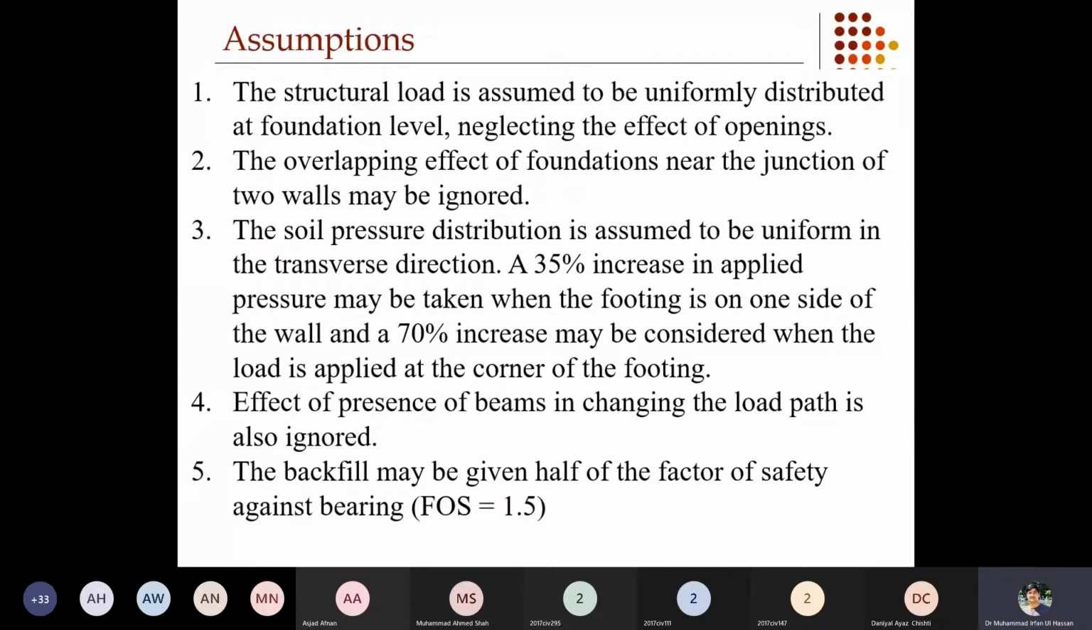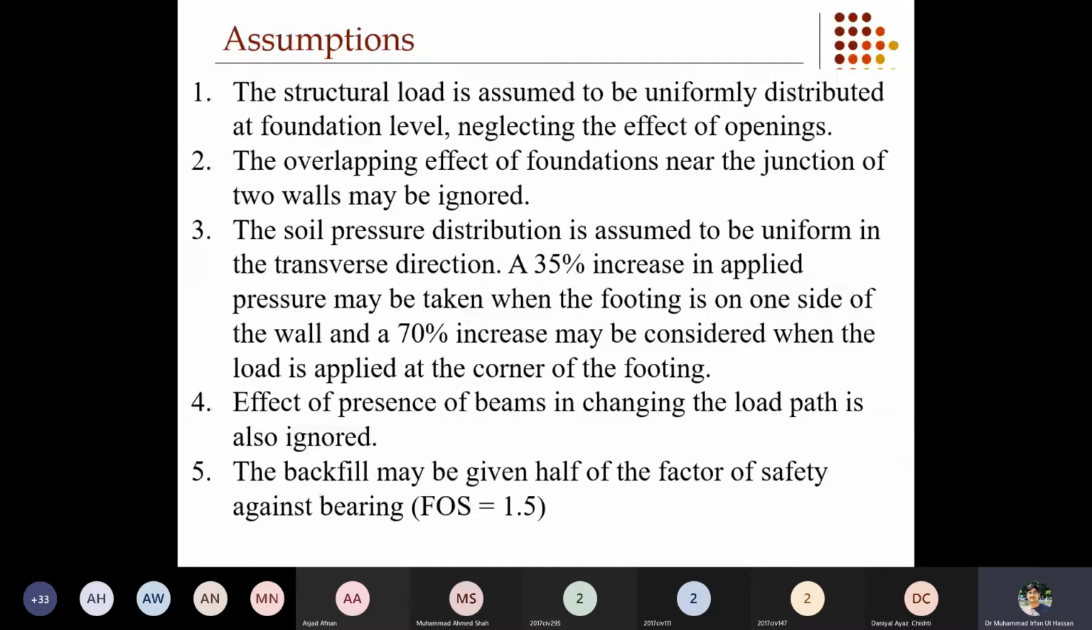Rather, we can increase the soil pressure. Normally, we are taking it as a UDL, but we can increase it in two cases. When the footing is one-sided spread or a step footing, provided one-sided, then we can increase the UDL by 35%, and we can increase the load by 70% when it is a corner of the footing.